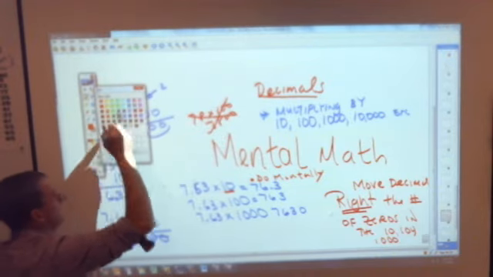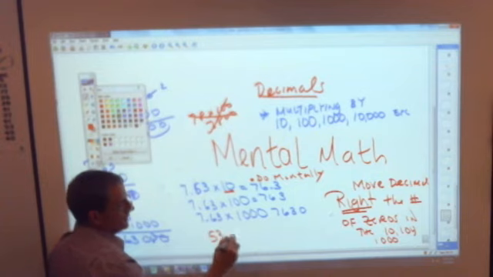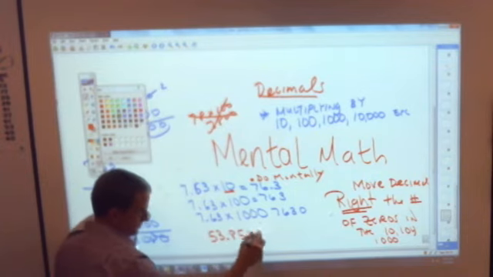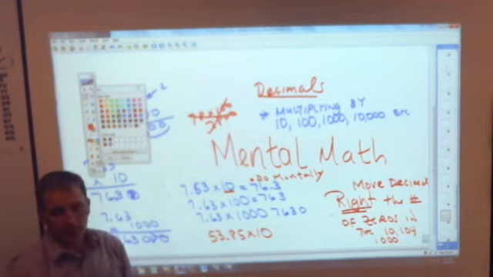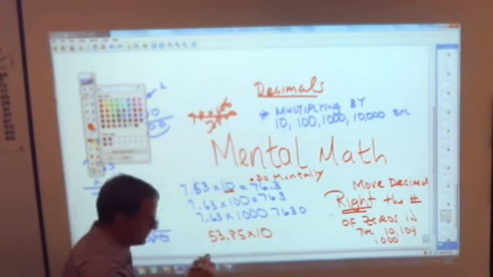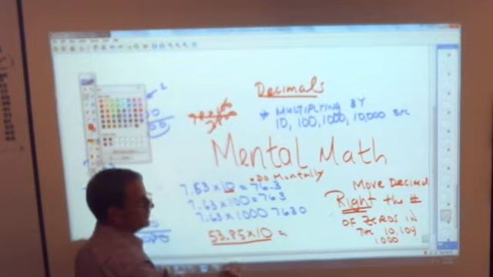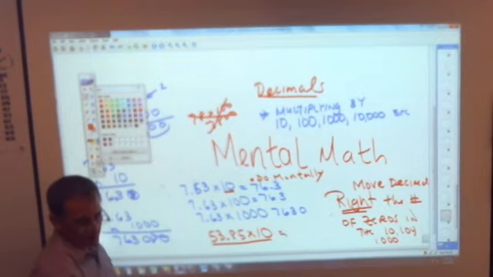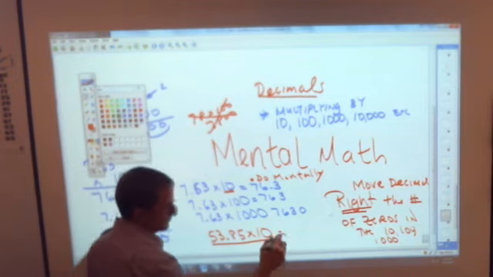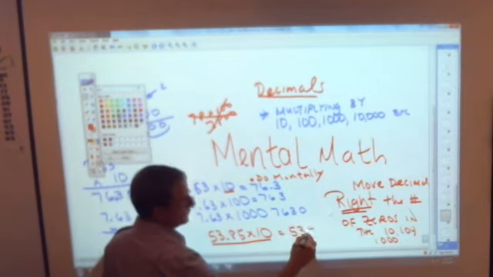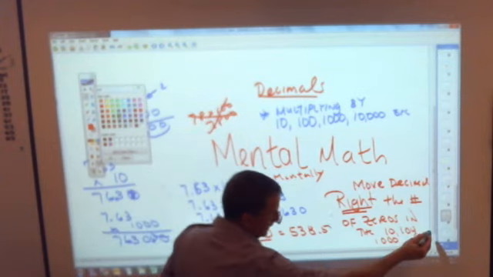Now let's try a couple just to see. So what if I have 53.85 times 10, which by the way, if this comes up on your homework, even though it's mental, I do expect you to write the problem down. What does it equal? You can just give me the answer to that. What does that equal? Colton? 538.5. Yep, 538.5.